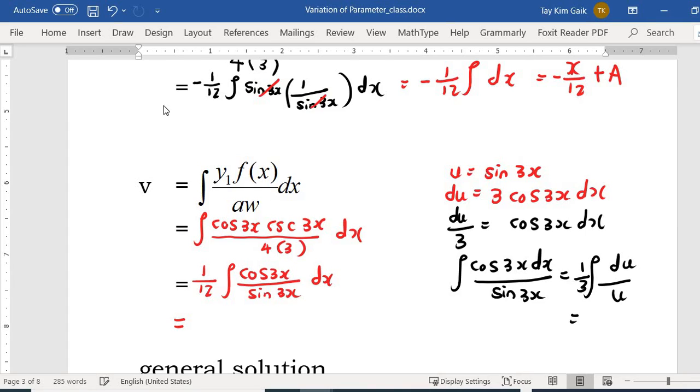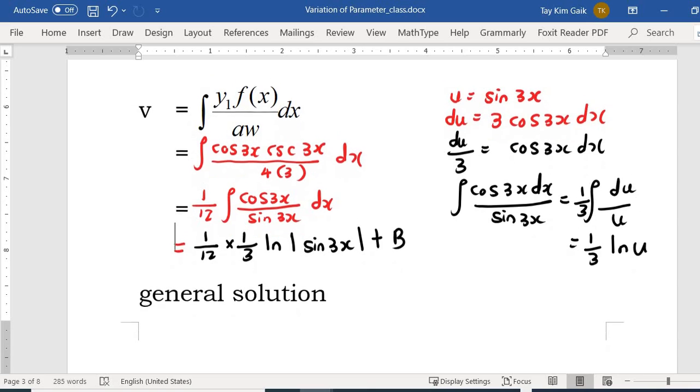Now you can easily integrate du over u, which is ln u. Replace back the u, which is actually sin 3x. So that's why you have 1 over 12, and then from here you have 1/3. ln u is actually ln sin 3x, plus b. So you obtain your u and v already.